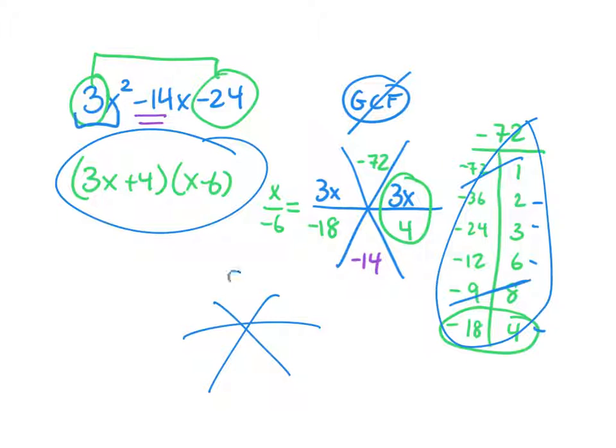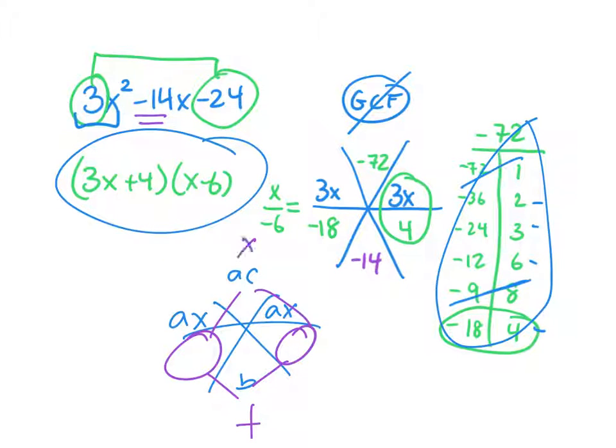But just remember, put AC on the top, B on the bottom, and then the AX and AX always here. And then what happens with this is that these two have to add down below, and they have to multiply above.